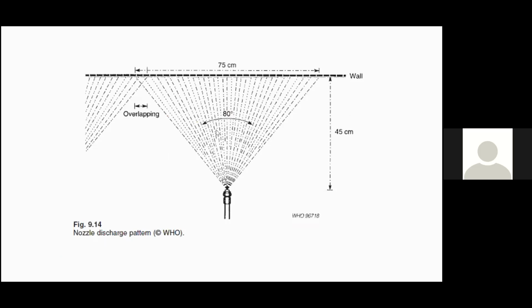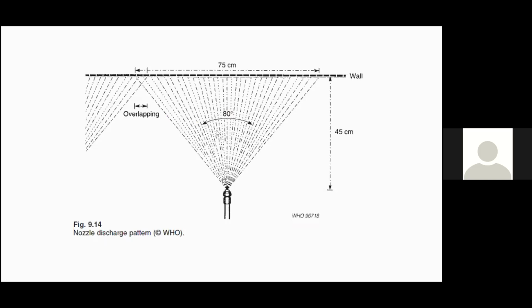Nozzle discharge pattern: the nozzle has been kept about 45 centimeter away from the spraying wall. When we spray at this recommended distance, it will give a swath of 75 centimeter, making an angle of 8 degree.